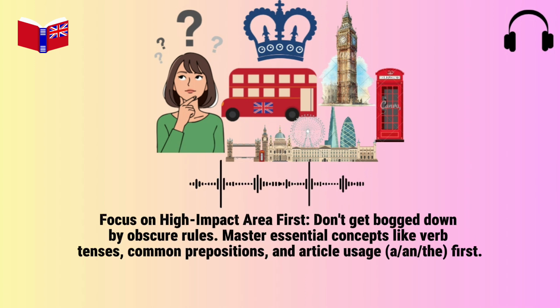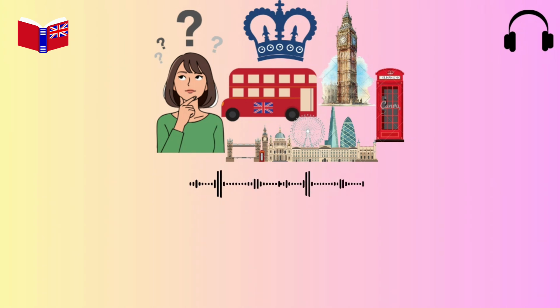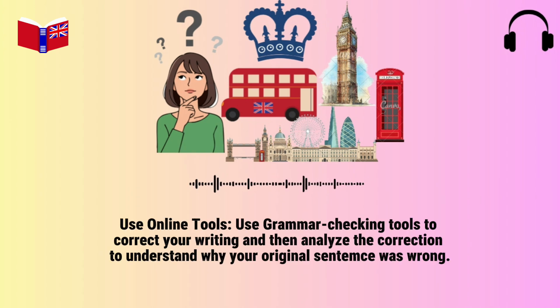Focus on high-impact areas first. Don't get bogged down by obscure rules. Master essential concepts like verb tenses, common prepositions, and article usage first. Use online tools. Use grammar checking tools to correct your writing and then analyze the correction to understand why your original sentence was wrong.